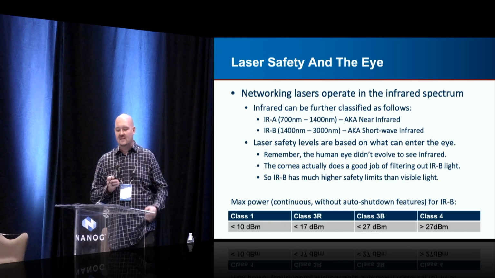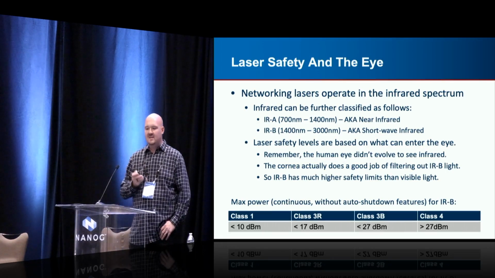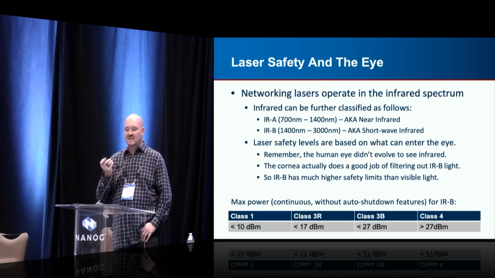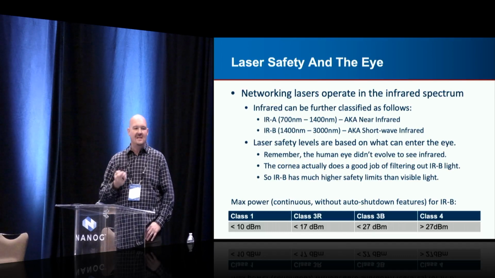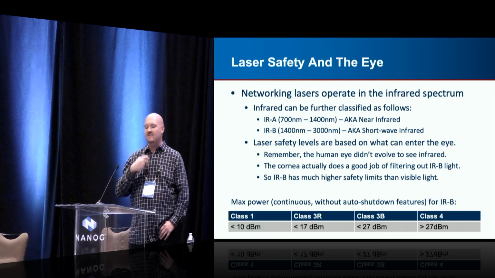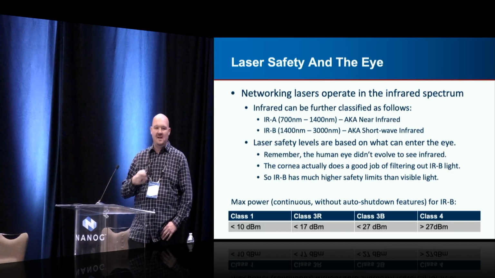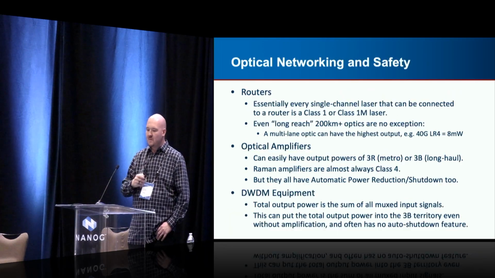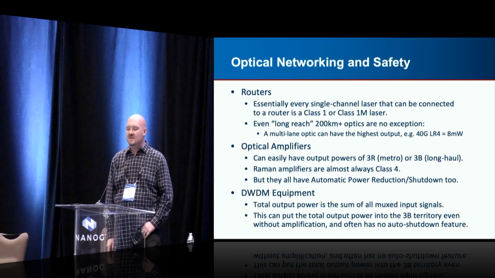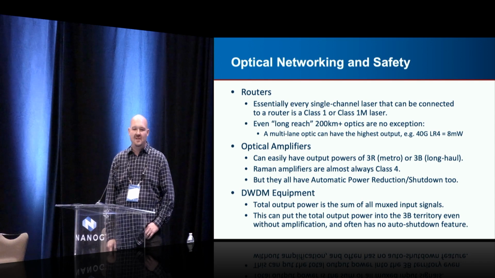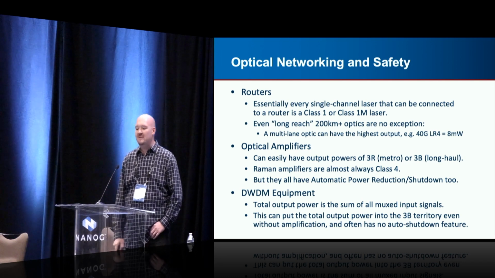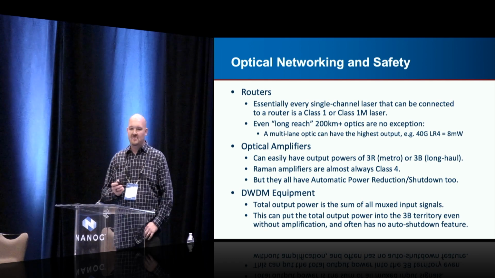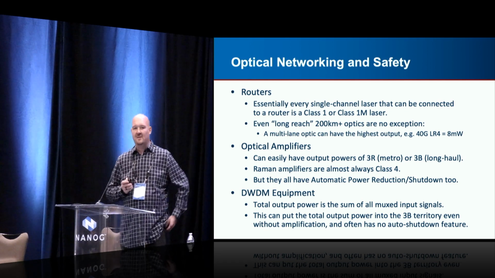for different class lasers. If you wanted to send an IRB signal over 27 dBm, you'd be into class 4 laser territory. You need active disconnect features and all kinds of laser safety things because you could potentially hurt yourself. As far as this goes in the field, there's nothing you will find on a router that is anything other than a class 1 laser. Even your long reach, 80 kilometer, 200 kilometer, it doesn't matter.